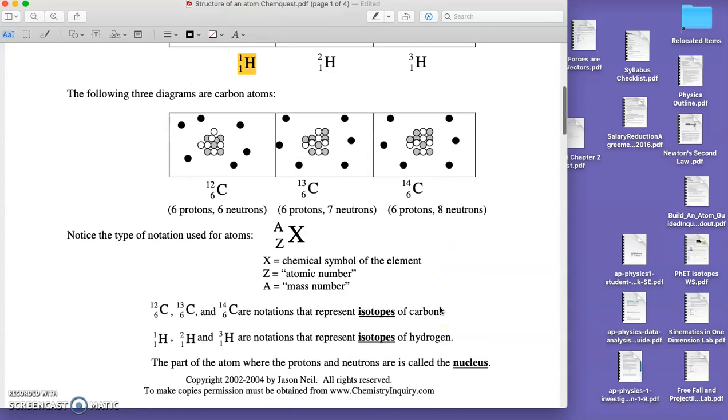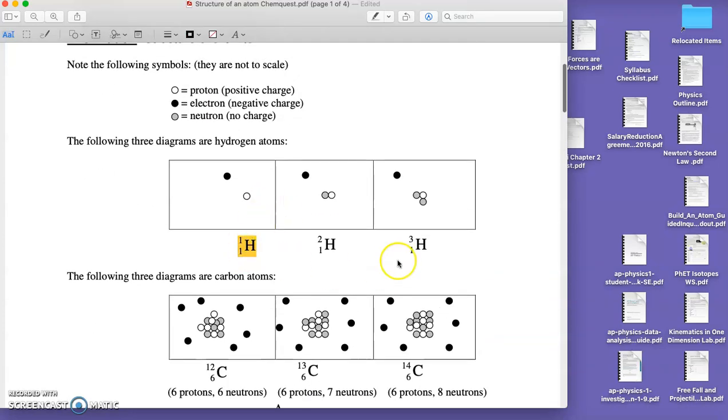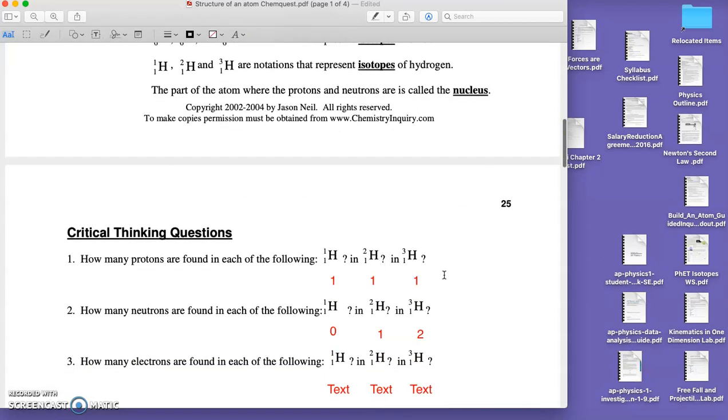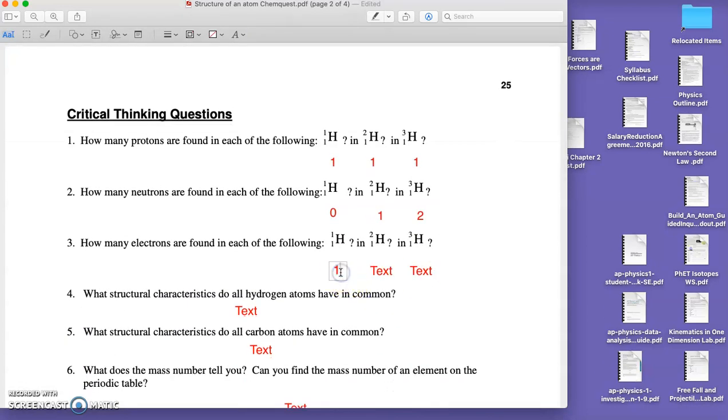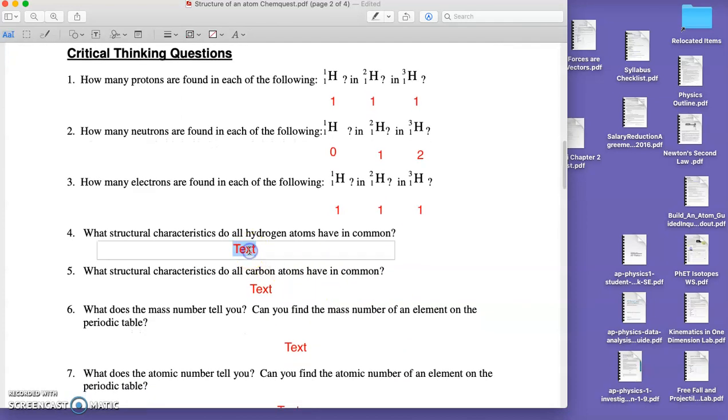And then electrons. How many electrons are found in each? Each hydrogen has one dark spot, so therefore each of them has one electron. So we will label that as 1, 1, 1. Now, what characteristics do all hydrogens have in common? Well, all the hydrogens have the same number of protons, same number of electrons. So same number of protons and electrons.